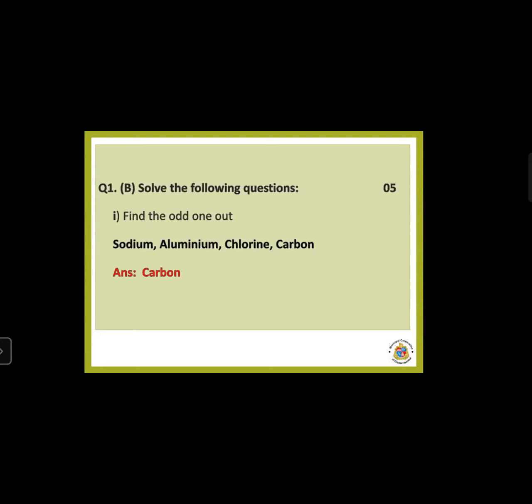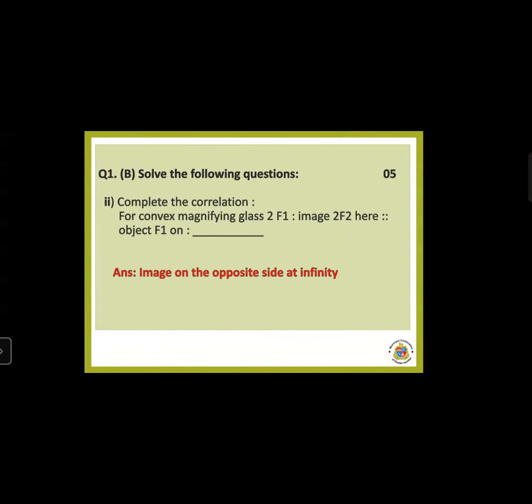Okay. Now next is what? Solve the following question. Second one, complete the correlation. So the correlation is what? For the convex magnifying glass, 2F1, the answer is image. Where is the image formed? The object is placed at 2F1. When the object is placed at 2F1, the image which is formed is at 2F2.